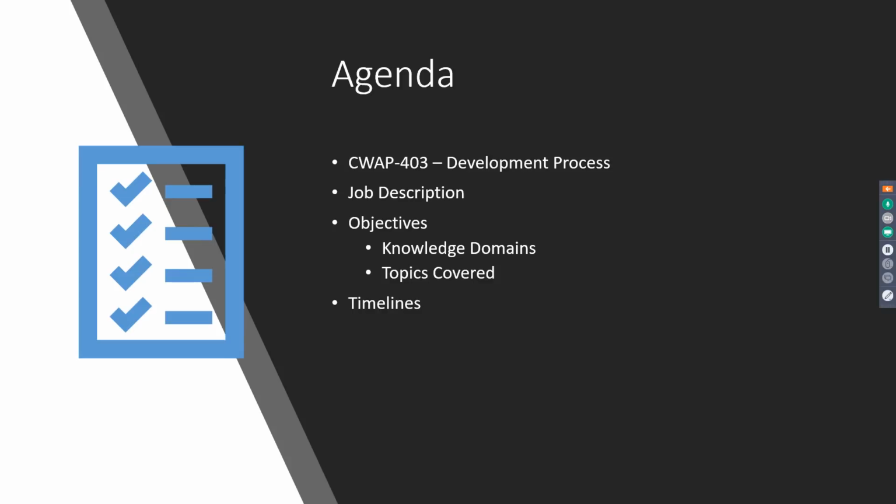So let's go ahead and look at the agenda. So we'll talk about the CWAP 403 development process. How did we get to where we are with the new version of the exam? We'll take a quick look at the paragraph job description that says, what is a wireless analysis professional? Then we'll go over the objectives, and then we'll talk about some timelines for when you can have expectations for the new certification exam, when the old one will retire, and things of that sort.